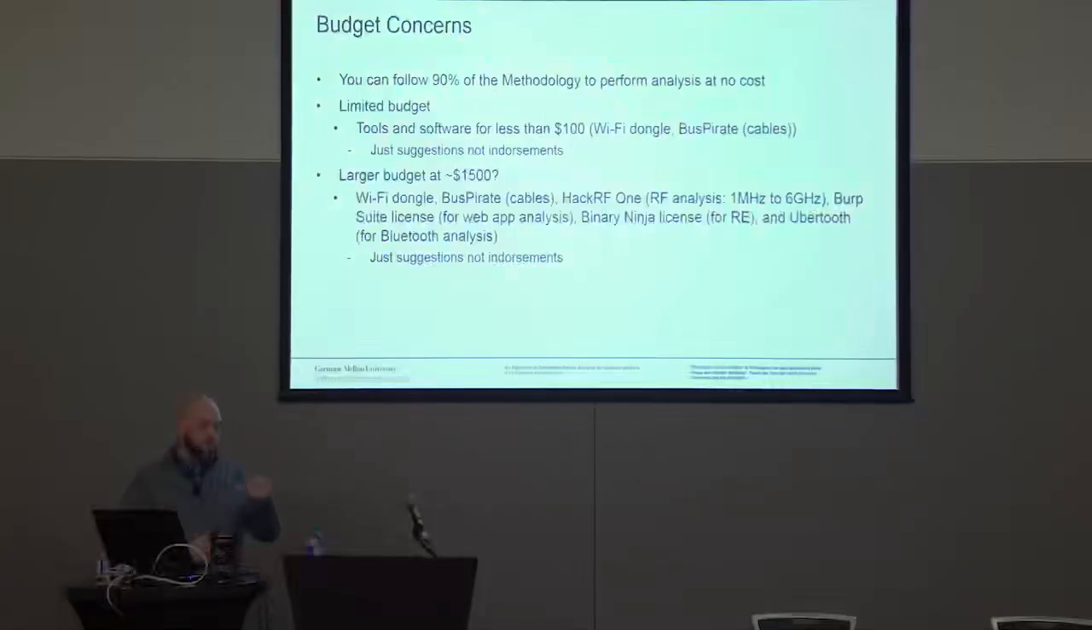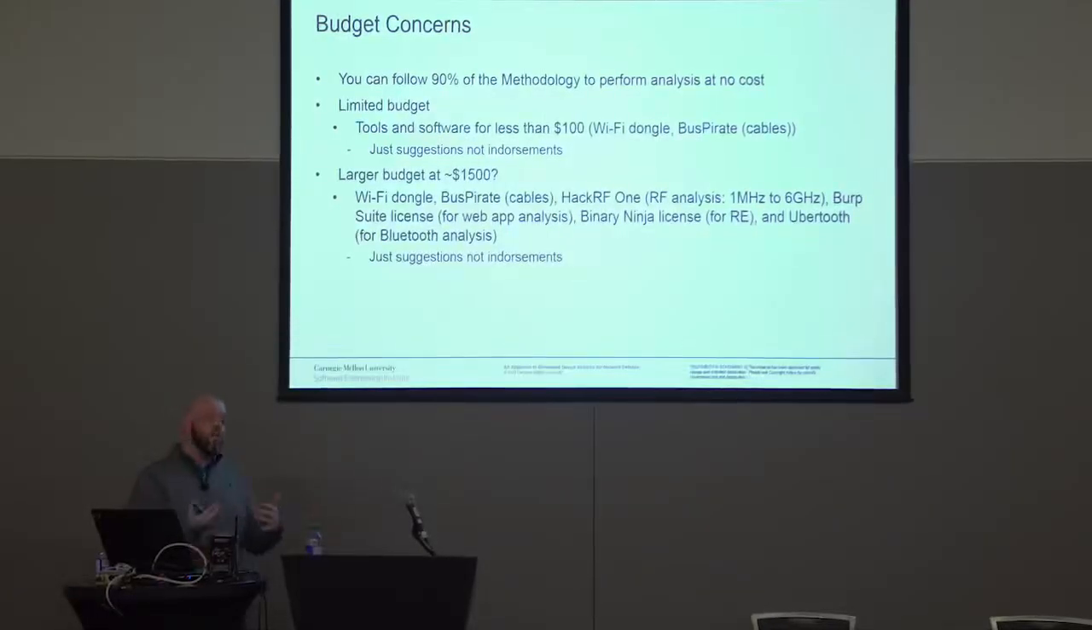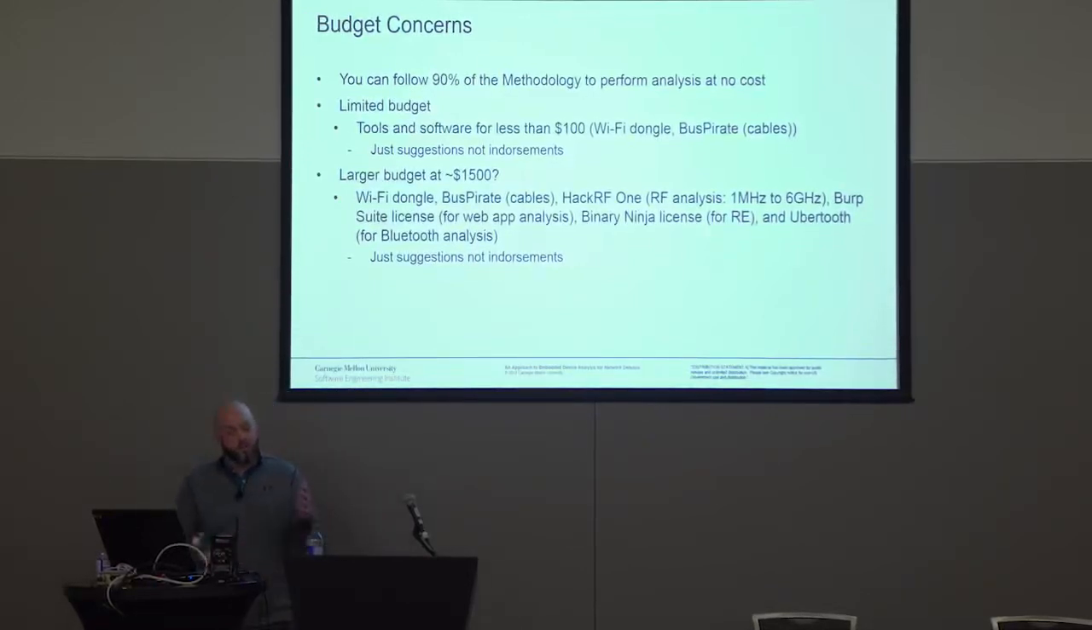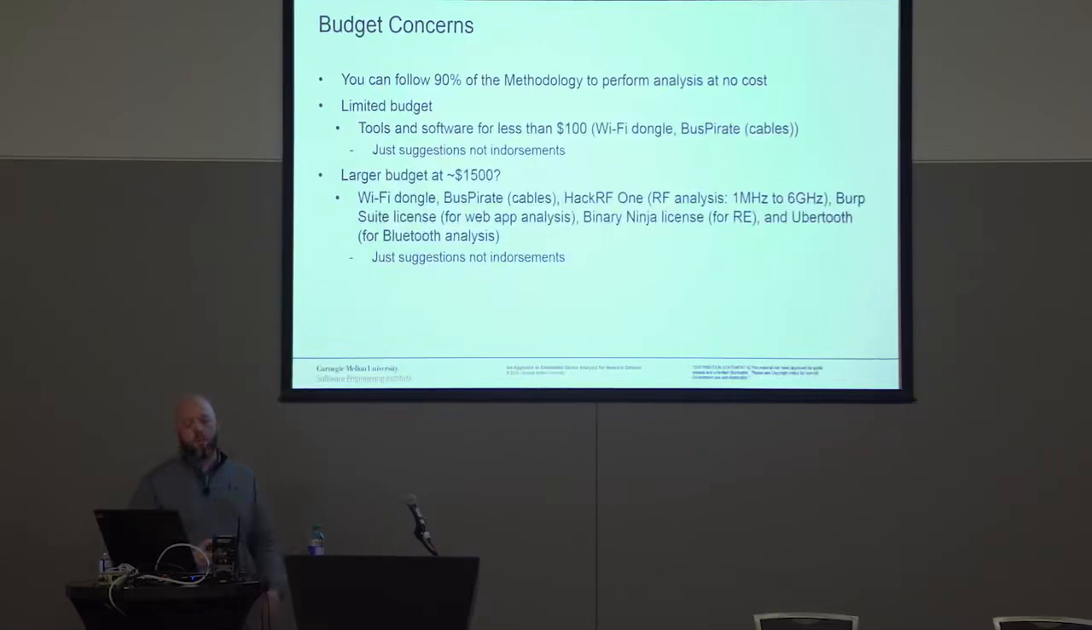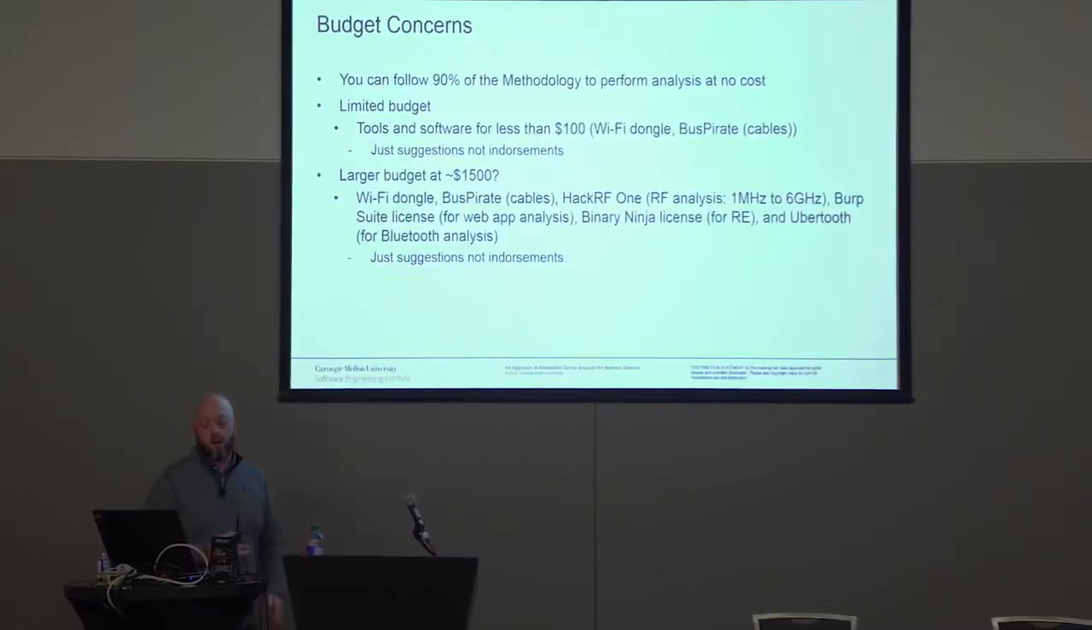Only on the hardware side is where you start to get some costs, right? You can even leave that out, or you can do just bits and pieces of it. If you do have a limited budget, and I say limited by like $100, you can pick up a Wi-Fi dongle itself. You can pick up a Bus Pirate, and do these things. These are just suggestions, not endorsements. And if you have a larger budget, you can then take care of a few other options.